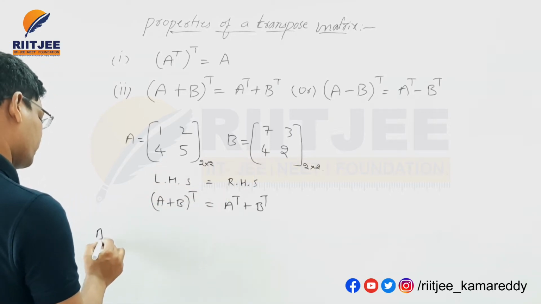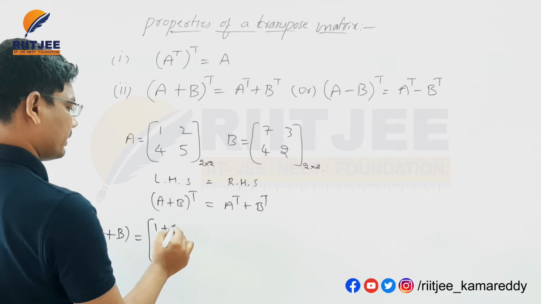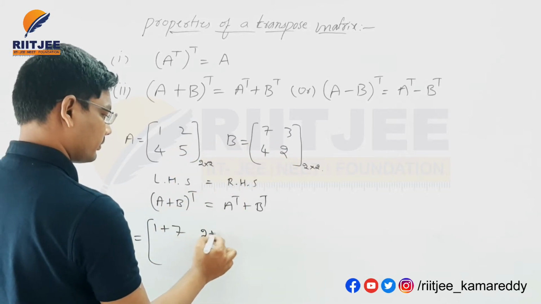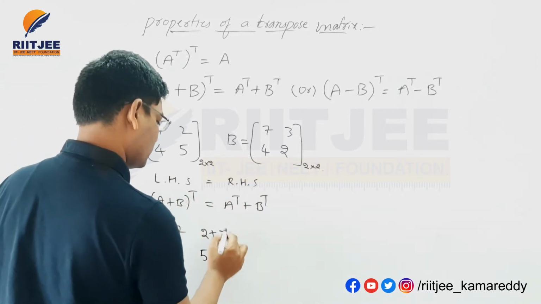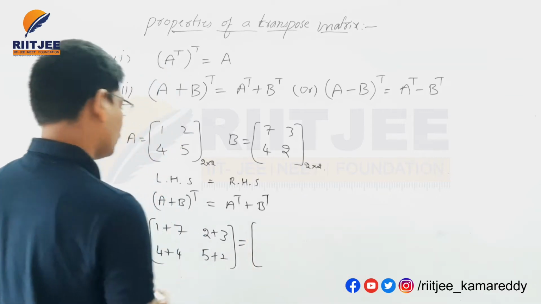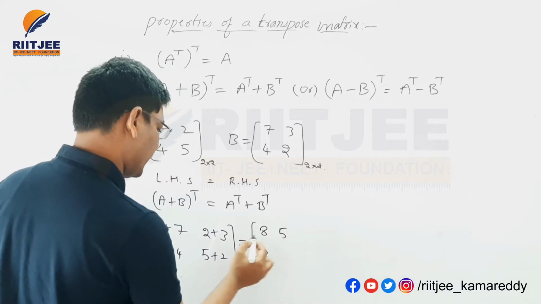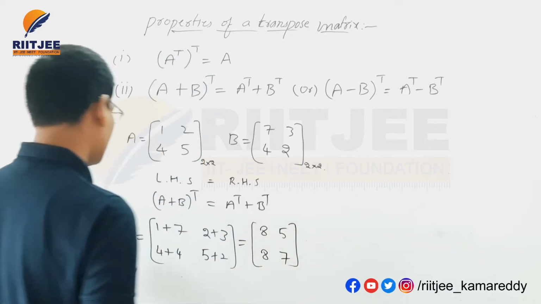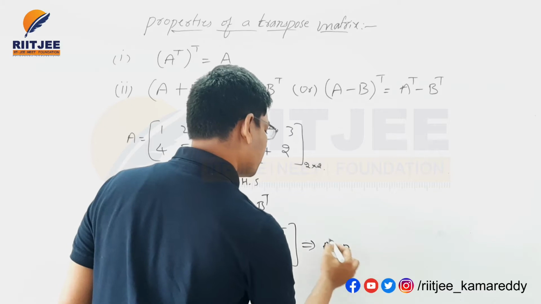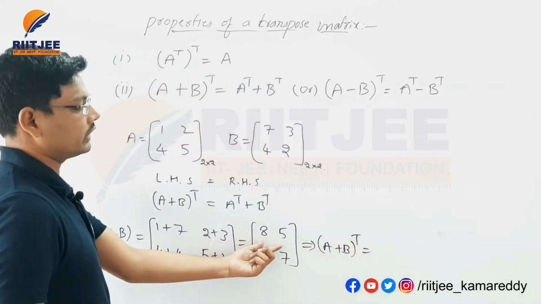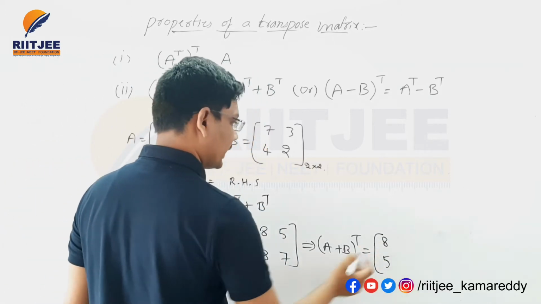A plus B is nothing but directly adding: 1 plus 7, next 2 plus 3, next 4 plus 4, next 5 plus 2. The sums are 1 plus 7 is 8, 2 plus 3 is 5, 4 plus 4 is 8, 5 plus 2 is 7. This is the answer of A plus B. Now we need A plus B whole transpose. A plus B whole transpose is equal to: you need to change the rows into columns or columns into rows. So I am writing this row as a column: 8, 5 and 8, 7.